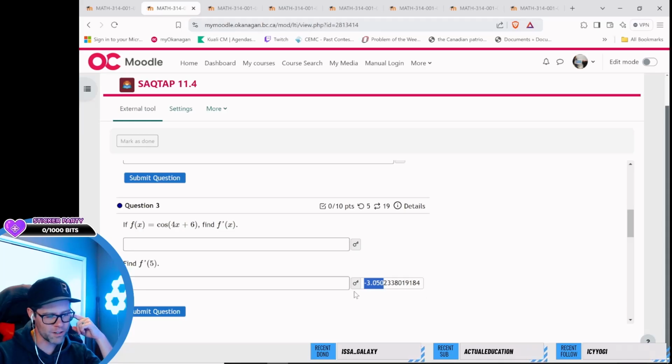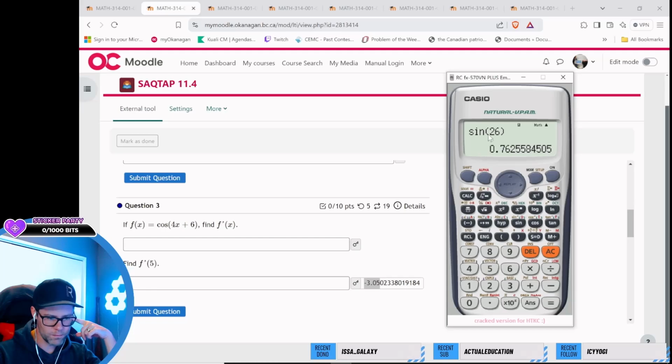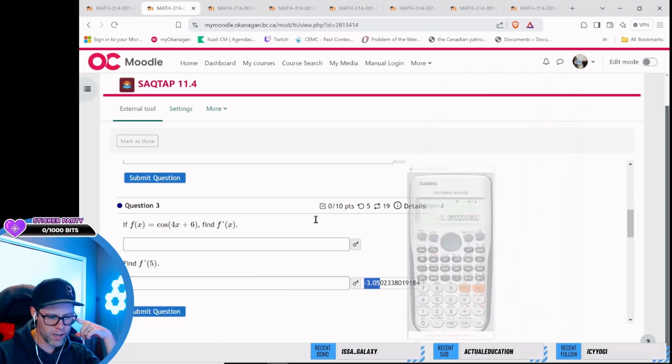Yeah, exactly. I was confusing my inputs and outputs. So why are they getting negative 3.05, though? That seems bizarre. Oh, because we have to multiply this by -4. I see. That's why. Okay, so that's how they get their negative. So they are using radians.